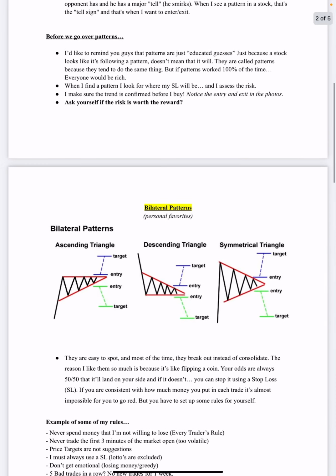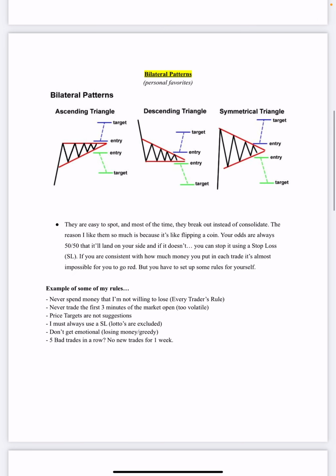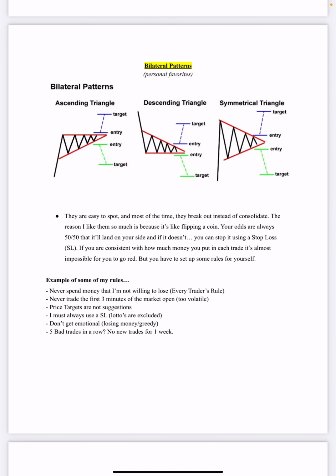All right, so let's start getting into patterns. Bilateral patterns are my personal favorites. There are 3 major bilateral patterns. That's the ascending triangle, descending triangle, and symmetrical triangle. I love these because they're so easy to spot, and most of the time they break out instead of consolidate. I use these a lot as a day trader, so I always looked at the most volatile stocks. Whenever you see that wedge setting up, it's a perfect time to enter.